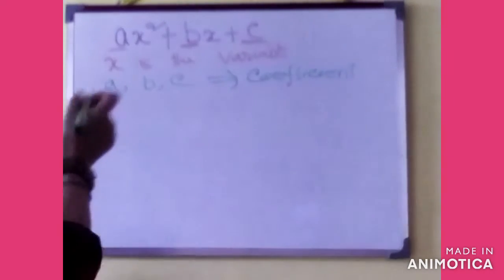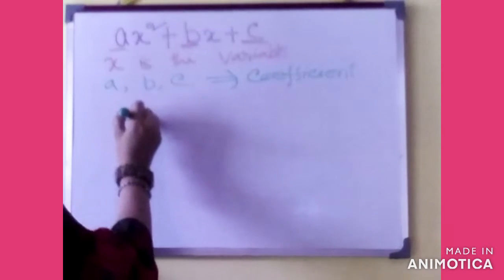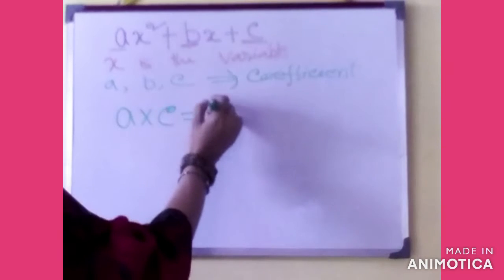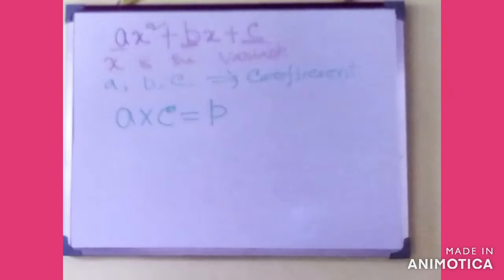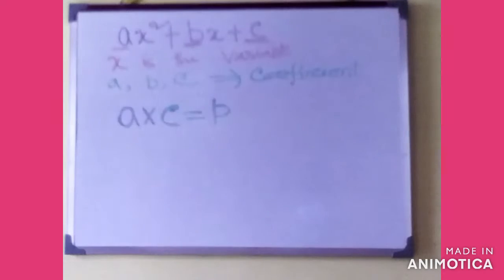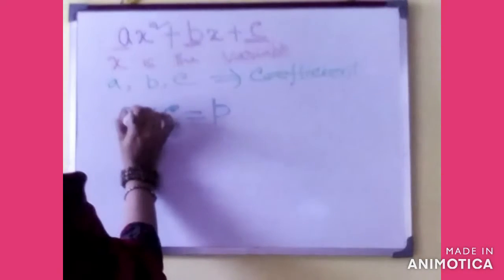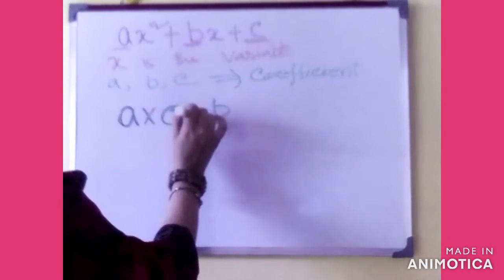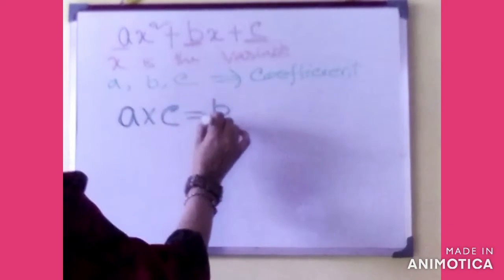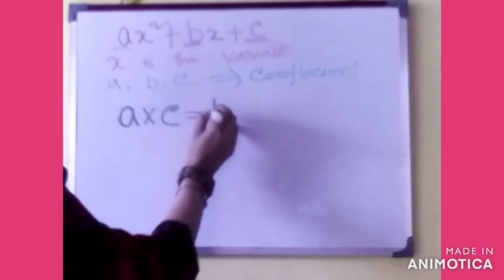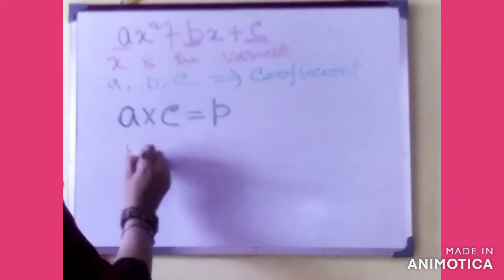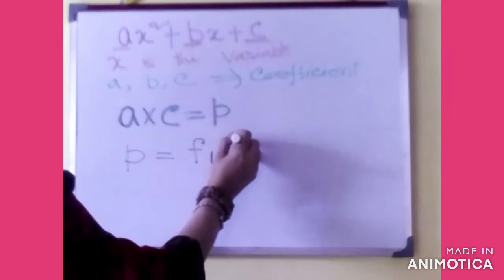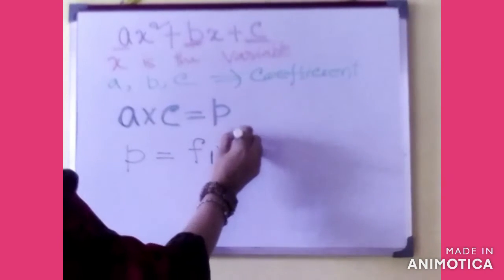But we have to find out a into c, the product of a and c. Suppose it is p. This p we will split into two factors, such that, suppose we are factoring p, p is equal to, I am writing f1, one factor, and another factor is f2.